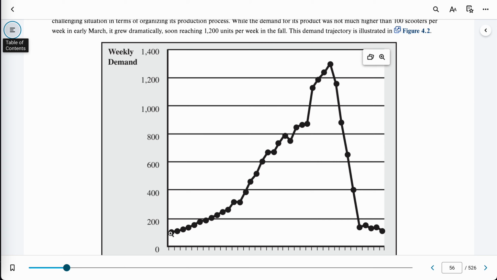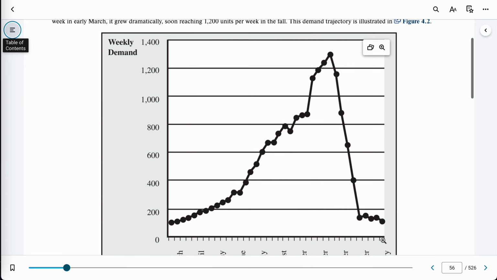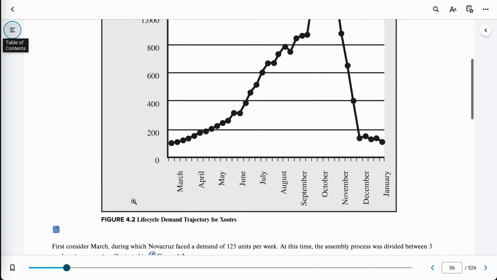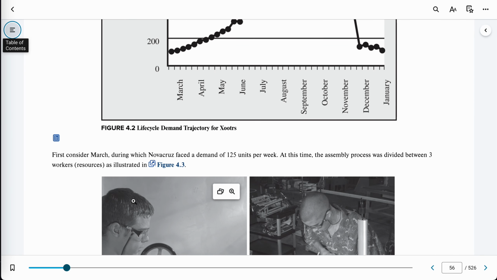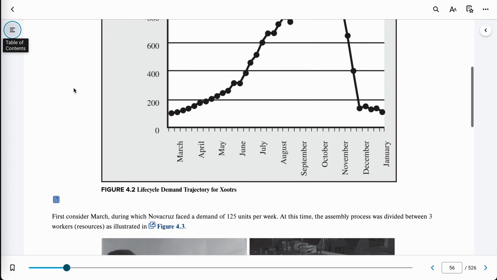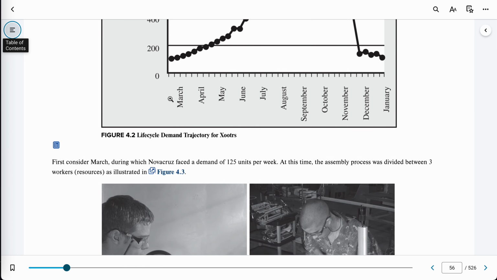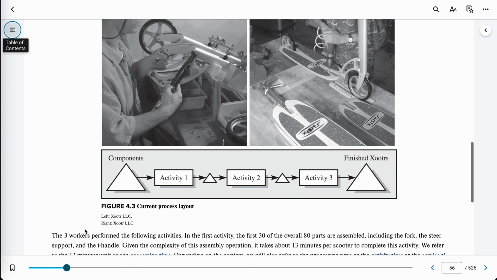It started somewhere around 100. It rose all the way up to 1300 per week at a certain time, and then came down and settled down around 100 again, right? So that's the life cycle demand for Zooter. Now, the process of assembling the Zooter is what we're going to be talking about. Now, the demand initially began at a demand of 125 units per week. Now, that's an important number that we will keep track of.